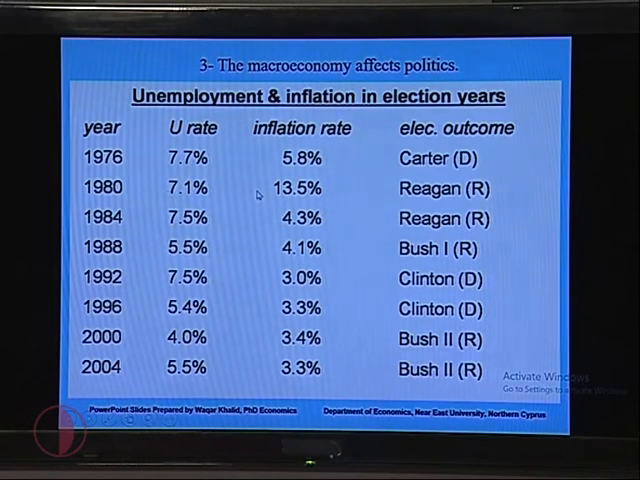7.7%, 7.1%, 7.5%, so decreasing, increasing. Then in the year 1996 we have 5.4%, in 2000 only 4%. It means that the unemployment rate is decreasing. It is the lowest rate in this data. Similarly, the third column consists of the inflation rate.